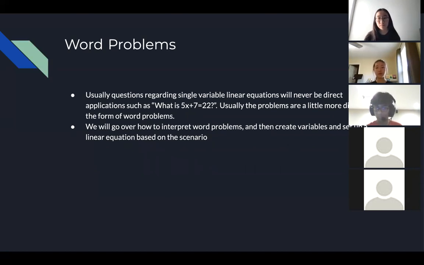So word problems, and usually questions regarding single variable linear equations, especially on math competitions such as the AMC or MATHCOUNTS, are never really going to be direct applications such as what is 5x plus 7 equals 22. These types of problems are a little more disguised in the form of word problems. And we're going to go over how to interpret them and then create variables, set up a linear equation based on the scenario.